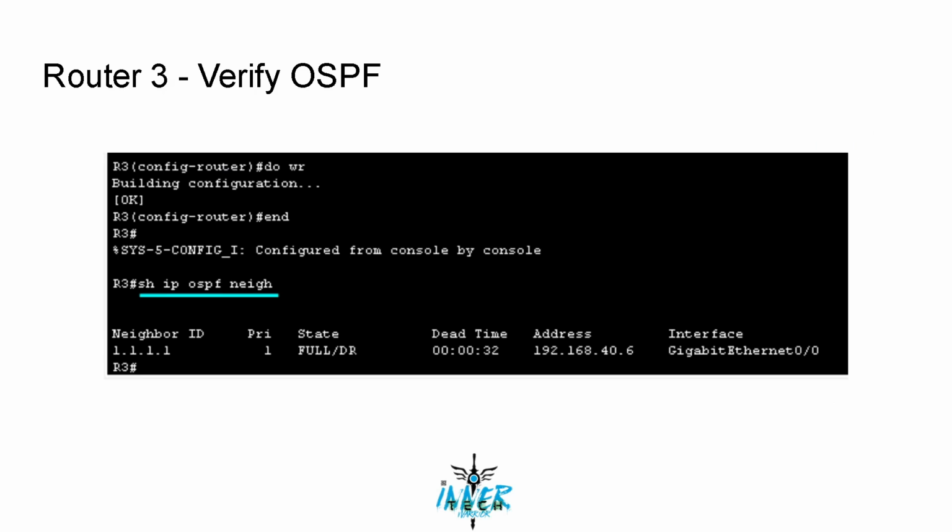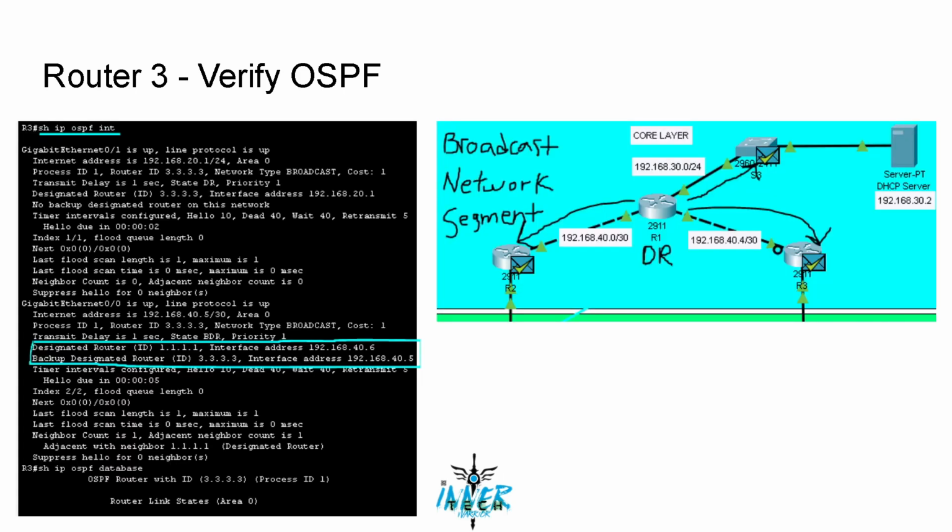Now, let's verify the OSPF we configured by doing a show IP OSPF neighbor command. Here we can see the neighboring OSPF routers, which is router 1 in this case. You can tell by router 1's OSPF router ID 1.1.1.1. With the show IP OSPF interface command, we can see more details such as the designated router, which handles the routing and traffic flow for the broadcast network segment, and a backup designated router, which would become the new designated router if the designated router went down.